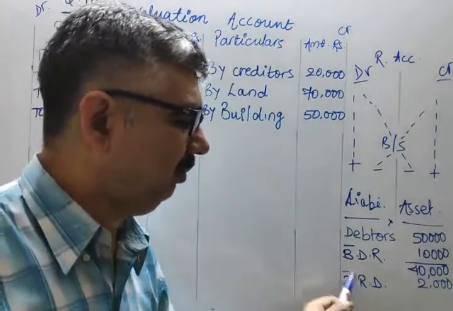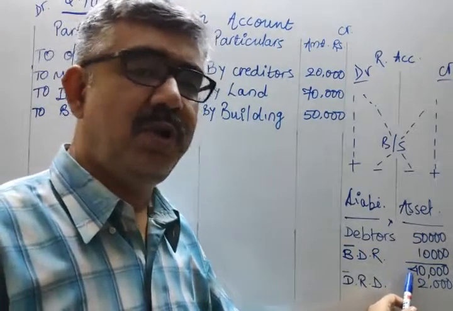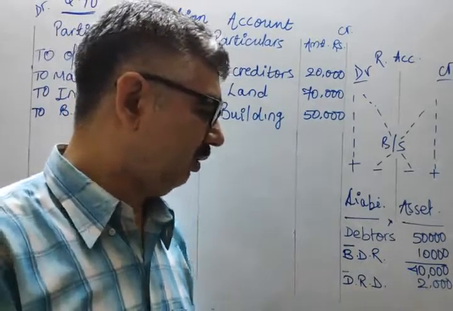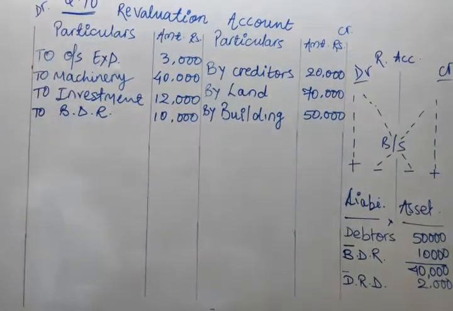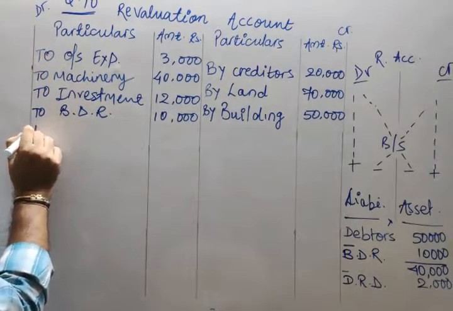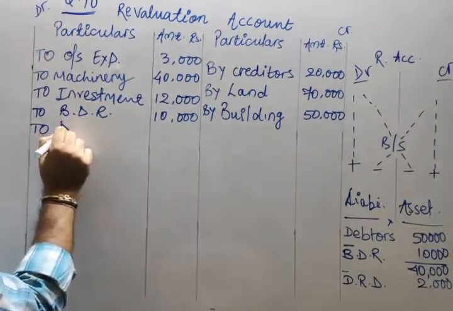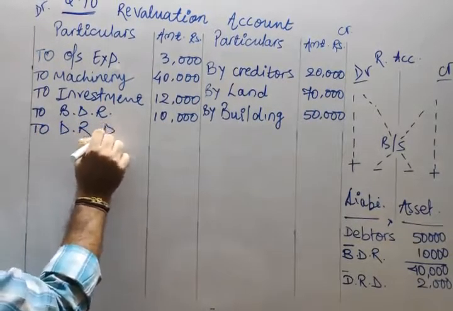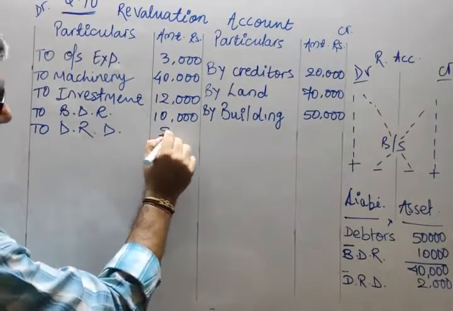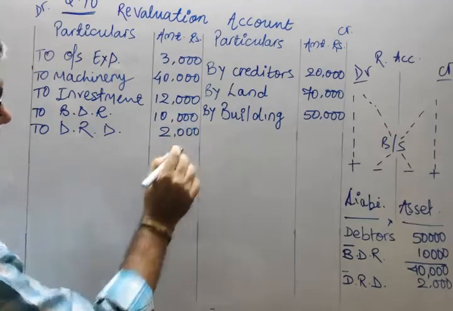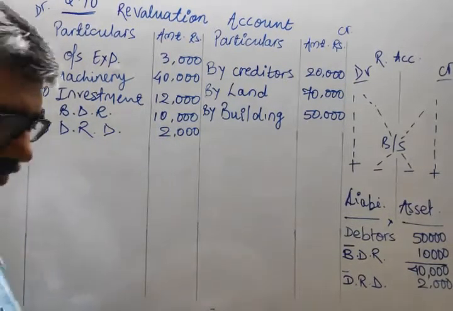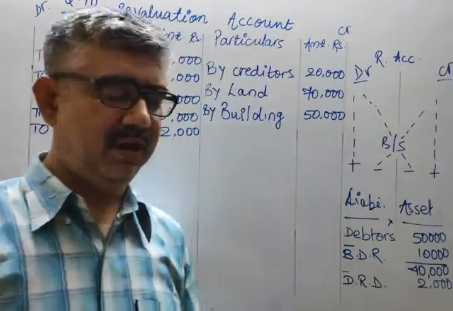Here, is there any problem? It must be on 40,000 only. 2,000, again we are deducting it. So on the debit side, discount reserve on debtors, rupees 2,000. Is it okay? Next topic, next point.